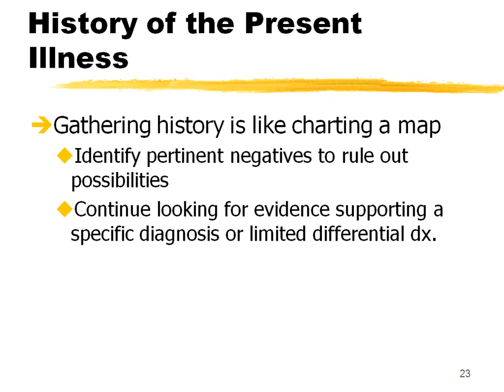So, getting history is like charting a map. It's also like solving a puzzle. Yes, you may be very clear it's chest pain, it's cardiac chest pain, but you definitely want to make sure it's not pulmonary or any kind of musculoskeletal pain. Costochondritis is an example of a benign chest pain that can pop up. It's actually inflammation around the sternum where it meets the ribs. That can give the same thing.